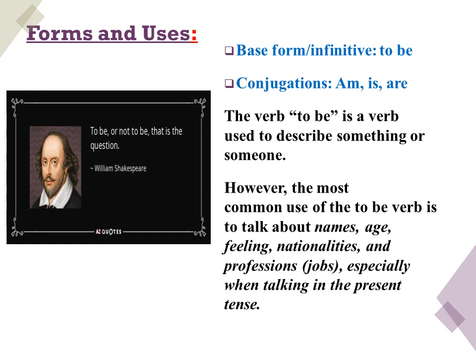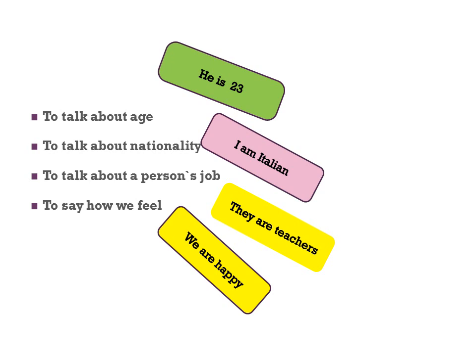So this is why we use the verb to be in the simple present. So when do we use it? Basically, to talk about names, age, feelings, nationalities, professions, and when talking in the present tense, of course, we use am, is, and are. Again, we use the verb to be in the simple present to talk about age.